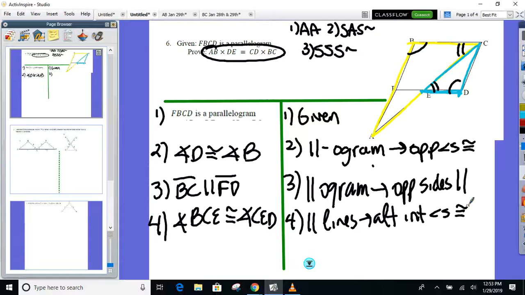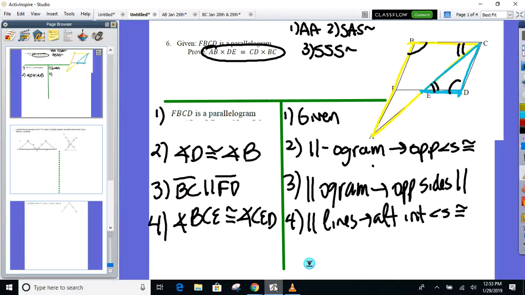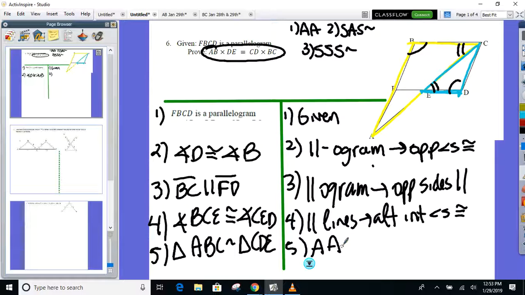Now the triangles are similar. Give me a good statement. Proper statement where everything matches up. 8, proper statement. Triangle ABC is similar to triangle CDE. Again, angle, angle. Here's where I get more nervous.